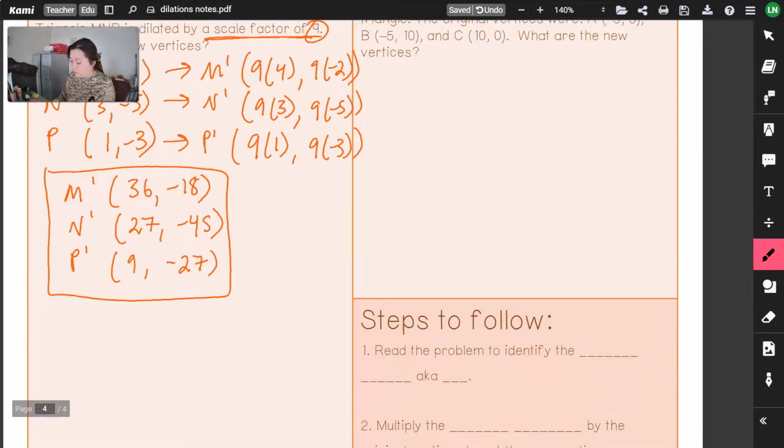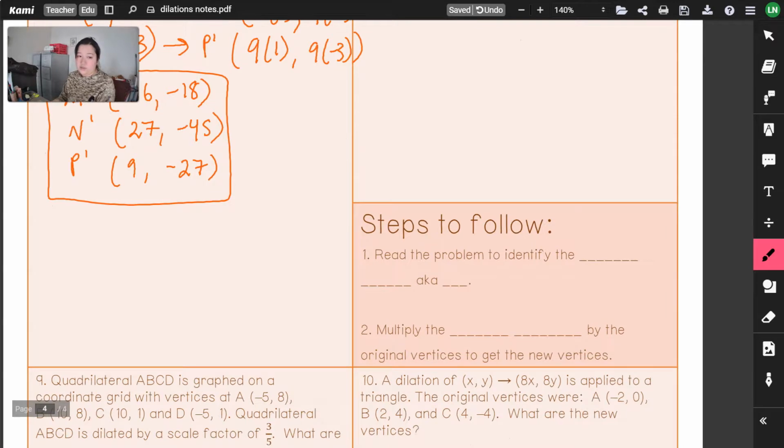Okay, so you can see the steps to follow here. It's much less than before. You read the problem to identify the scale factor, aka k, and then you just multiply the scale factor to get the new vertices.